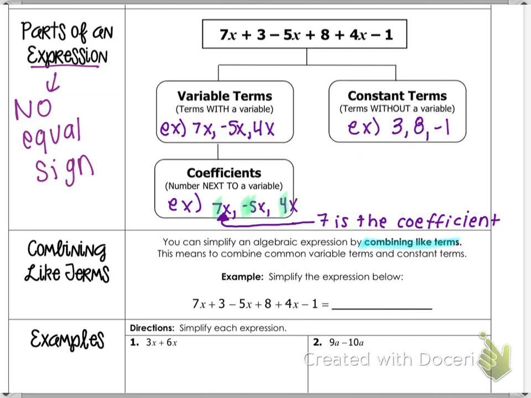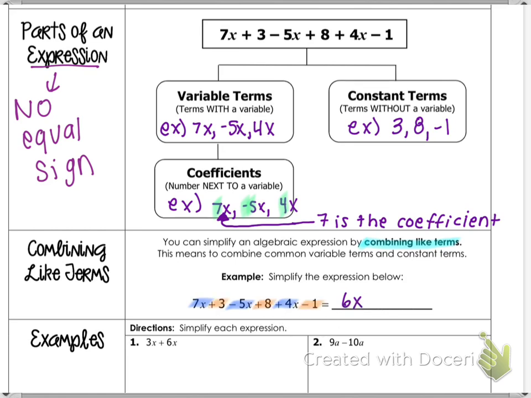So we have 7x, negative 5x, and 4x. All three of those are common variable terms. They have the same variable, which is x, and we just combine the numbers in front. So we're going to say 7 minus 5 plus 4, which is 6x. 7 minus 5 is 2x, right? And then 2x plus 4x is 6x. So you just combine all the numbers in front and put an x at the end.